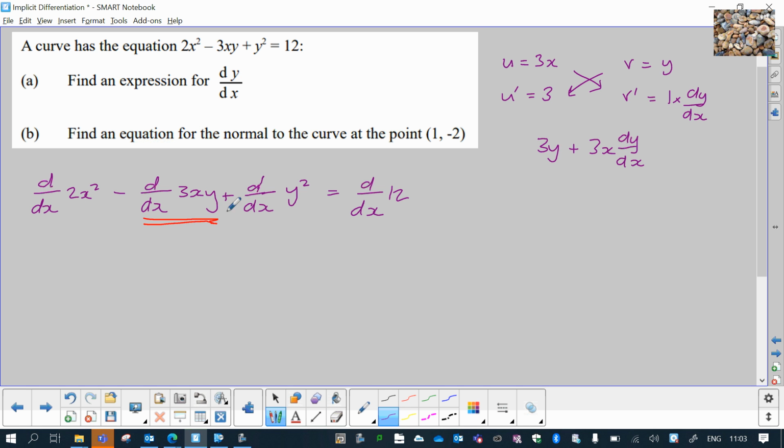So this is the 3xy term taken care of, product rule. 3x is our u, y is our v, use the product rule, and whack it back in. So this becomes 4x, the derivative of 2x squared, minus, I'm going to throw this in brackets, (3y plus 3x dy by dx).